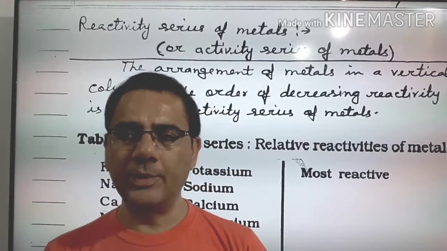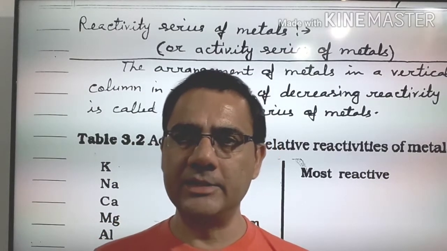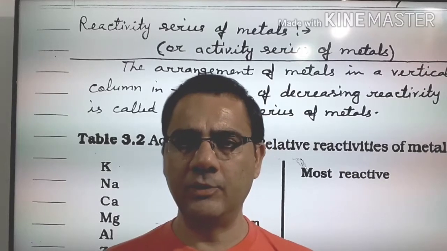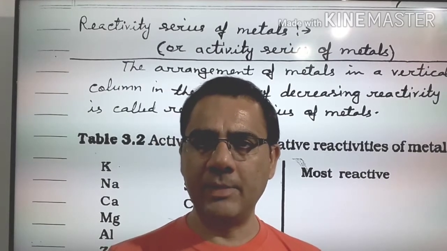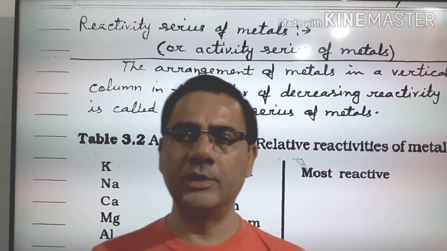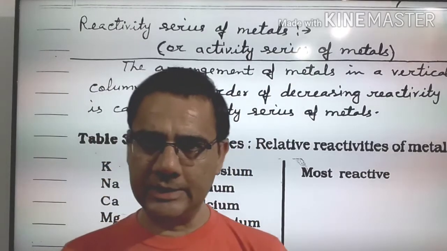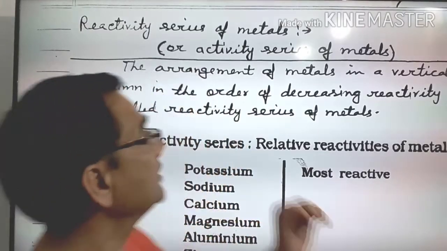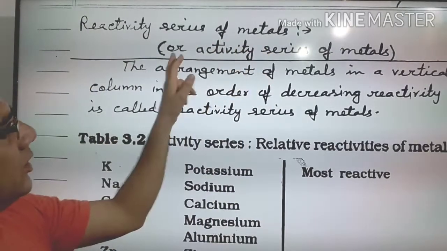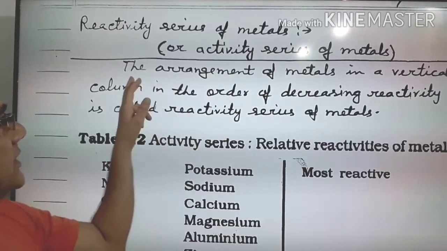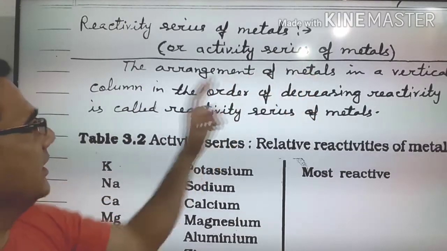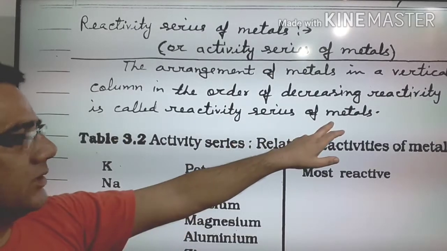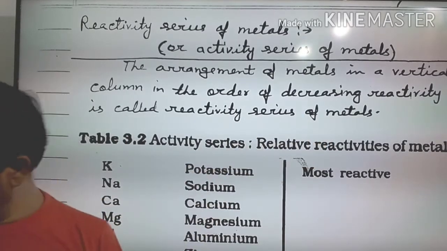Now we come to this topic. Many times I am saying the reactivity series. So what is the reactivity series? As I told you some time before, when metals are arranged on the basis of the decreasing order of their reactivities, that is called reactivity series or activity series. So here you see the reactivity series of metals or activity series of metals. What is the definition? The arrangement of metals in a vertical column in the order of decreasing reactivity is called the reactivity series of metals.